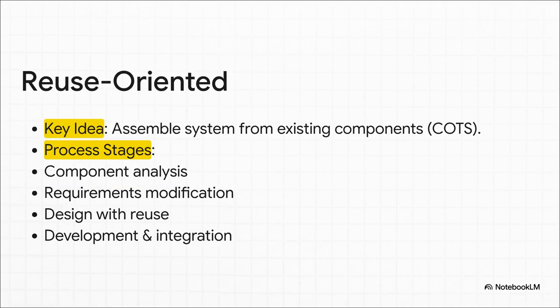Our third model is all about a simple idea. Don't reinvent the wheel. With reuse-oriented engineering, the whole point is to build your system by plugging together parts that already exist. This could be using commercial off-the-shelf software, or COTS, like using Google's mapping service or Stripe's payment system, instead of trying to build your own from scratch. It's all about speed and efficiency.